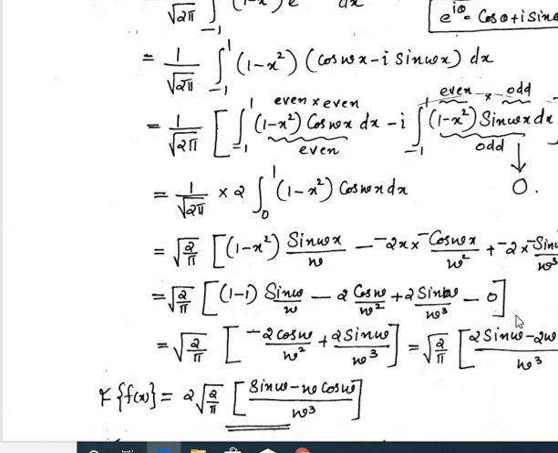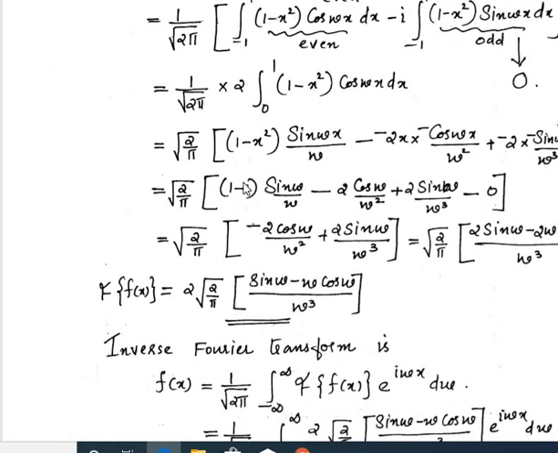Now we apply the upper limit 1 and lower limit 0. When we apply upper limit 1, 1 minus 1 becomes 0, then there is a minus sign, 2 cos omega by omega square, this minus becomes plus, 2 sin omega by omega cube. When we apply the lower limit 0, sin 0 is 0, and there is an x term which is 0, again sin 0 is 0, so only the upper limit remains here. And again 1 minus 1 becomes 0, and it is minus 2 cos omega by omega square plus 2 sin omega by omega cube.